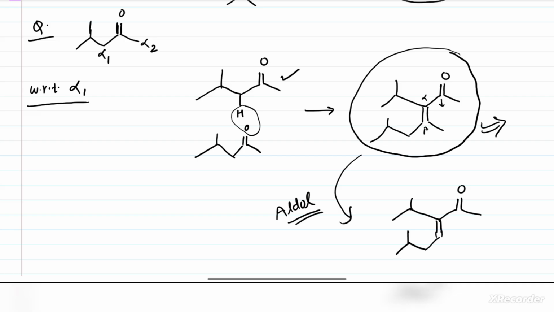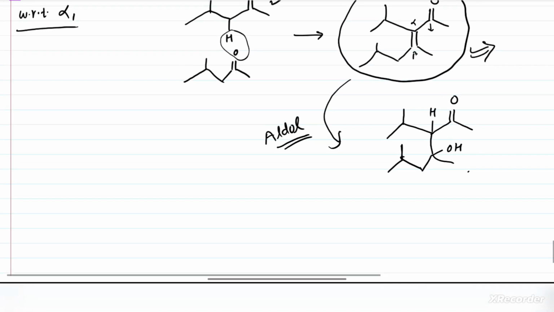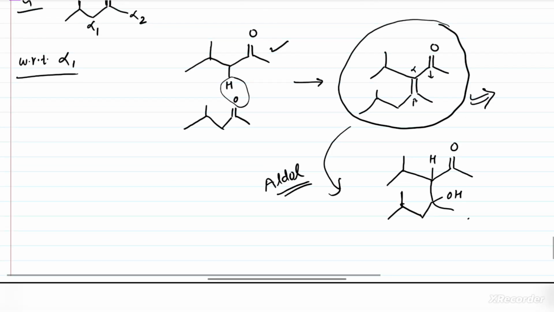Since there is no double bond, we don't need to write the double bond because we are writing the aldol product. At the alpha we can write H, but it is not necessary in bond line representation. This is the product, but at beta we should write OH. This is the aldol product of this one, basically a ketone. So we have written the compound with respect to alpha 1.